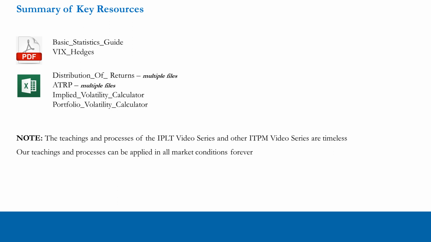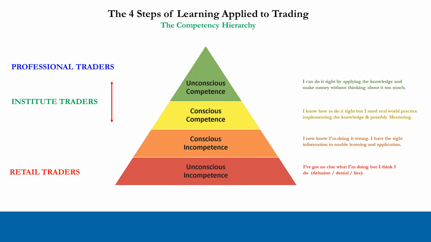So you are now entering the level of conscious incompetence and leaving the level of unconscious incompetence. You've now got your hands on the right information, which demonstrates to you the evidence is literally right in front of your eyes. It demonstrates to you that what you were doing before was all totally wrong. You have the right information. What else is the right information is additional video series at ITPM. You know, what we've done here is an introduction to professional level trading.